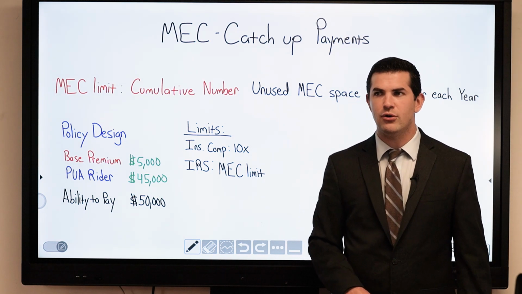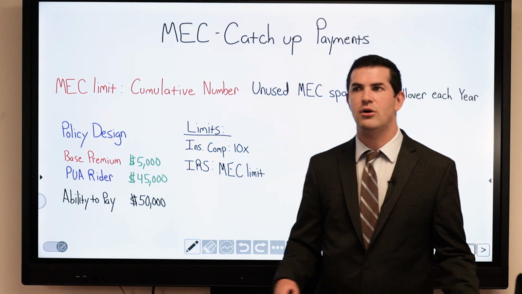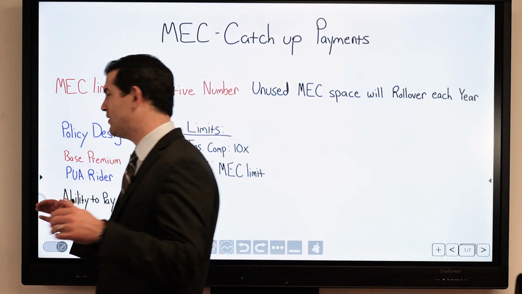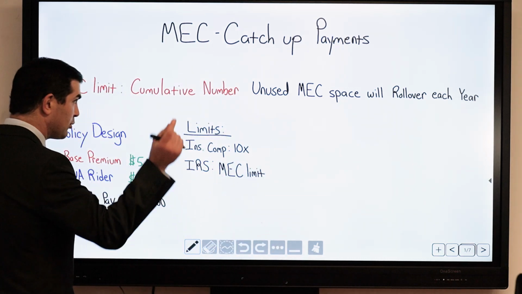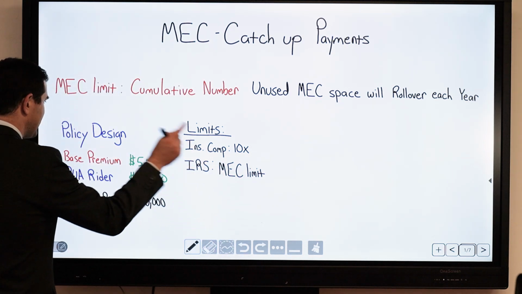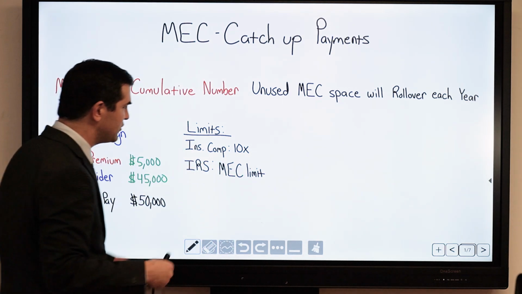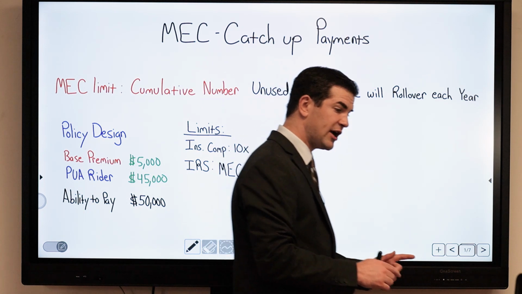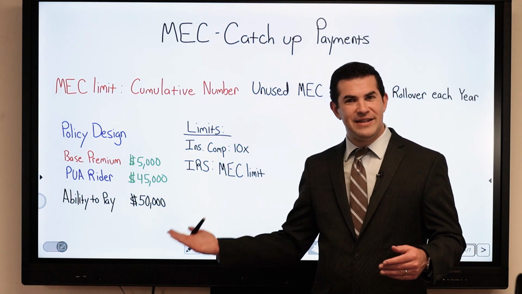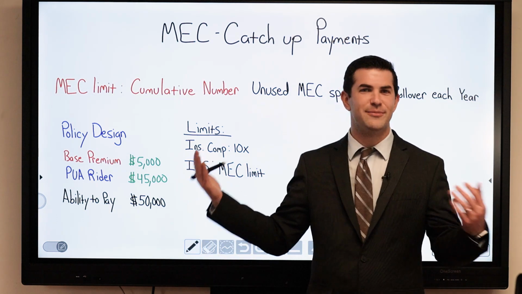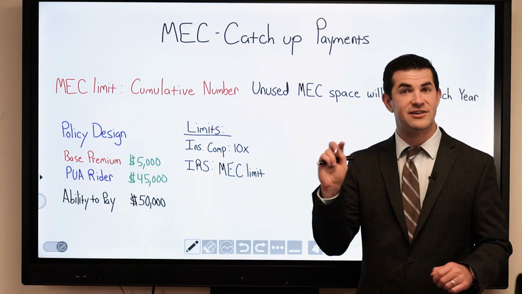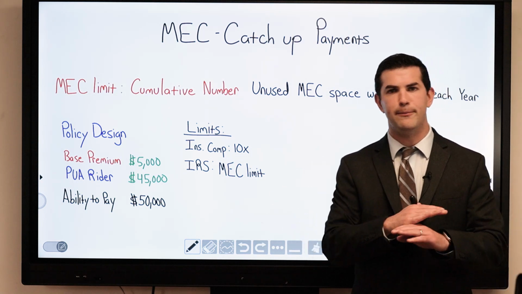The companies that we prefer, the larger ones, all have right around a 10x limitation. Some are 11x, but it's right around that 10x limit. The example we're going to look at here, the spreadsheet, has a 10x limitation. Specifically, what that means is if I have a $5,000 base premium, the insurance company will allow me to pay a maximum amount of $50,000 per year, 10x my base premium payment. So the first limit, insurance company. Second limit, IRS, MEC limit.